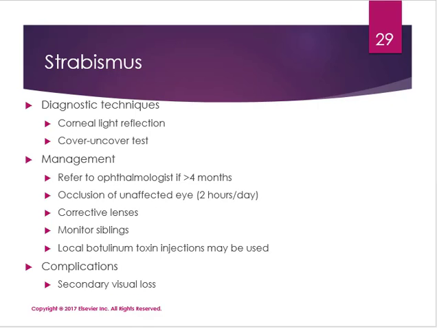In strabismus, the corneal light reflection test, the uncover cover test, and the alternating cover test are used to screen for it. Asymmetry of light reflection on the cornea is indicative of a deviation in the ocular alignment. So management would be to refer to an ophthalmologist if greater than 4 months. They may do an occlusion of the unaffected eye for about 2 hours a day. There may be use of corrective lenses, monitoring. You need to monitor siblings to see if they're having any issues with it as well. Complications might be some secondary vision loss.